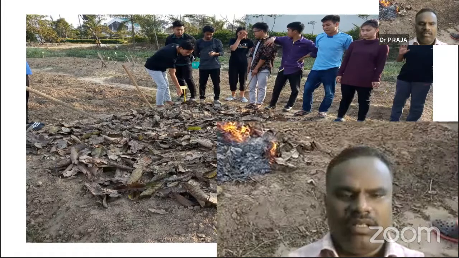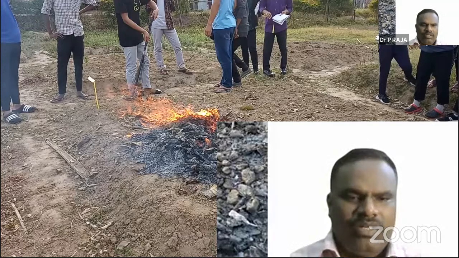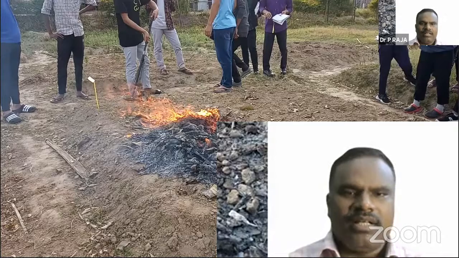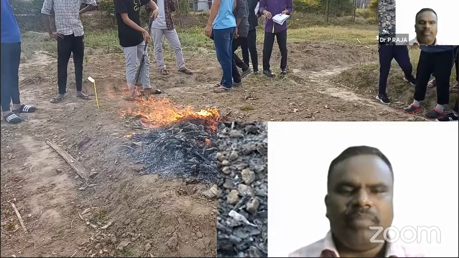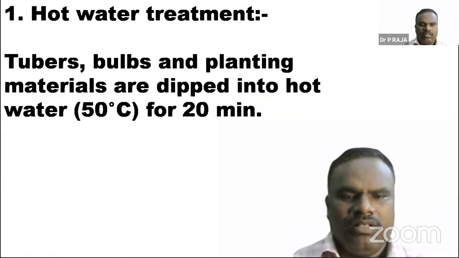If you have a thermometer, you can check them, and all the pathogens will die. It is around 60 degrees centigrade. Thereby all the pathogens which are there in the soil will die. And then after that, we can go for sowing.